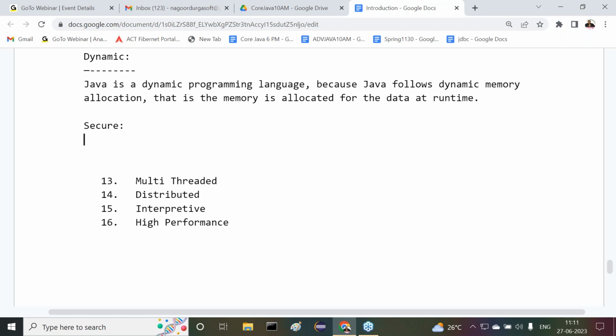Java provides implicit security by having a separate component inside the JVM. That component is called the security manager. With the help of the security manager, Java is able to provide implicit security over the bytecode whenever we are executing our code. The security manager internally uses another component, the bytecode verifier.